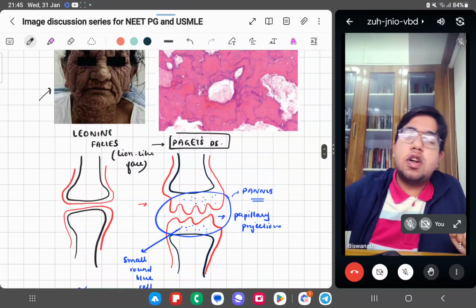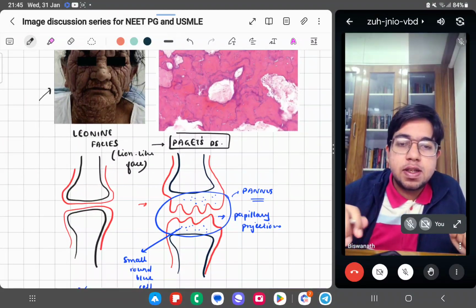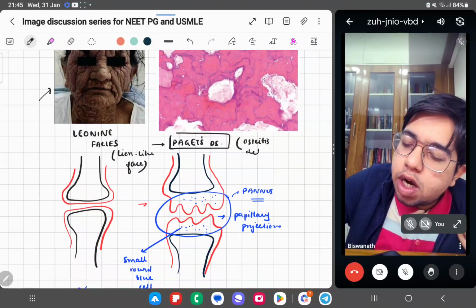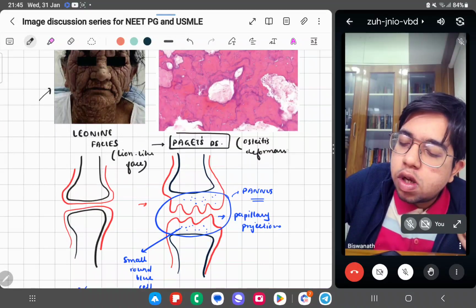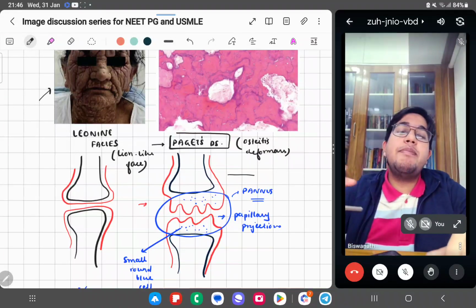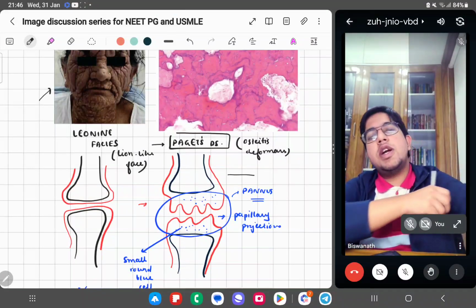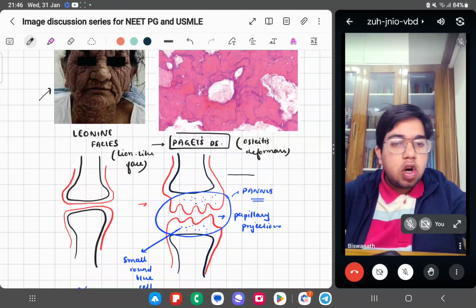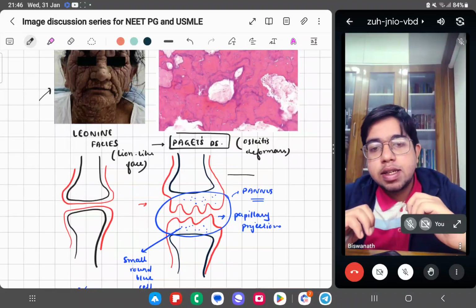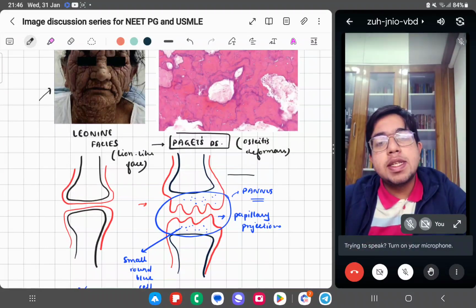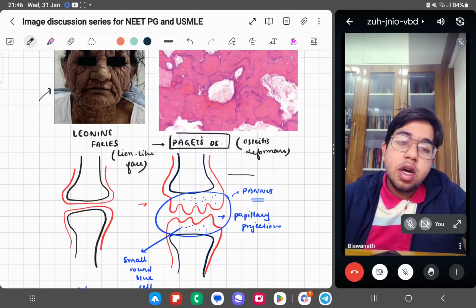Paget's disease is also called osteitis deformans. It is generally a balance disorder, where there is a loss of coordination between the osteoblasts and the osteoclasts. Osteoblasts are the bone-forming cells, and osteoclasts are the bone-resorbing, or bone-dissolving, cells.